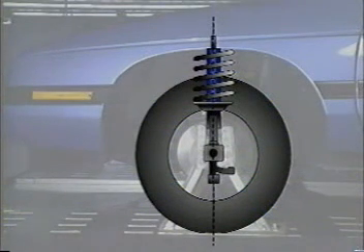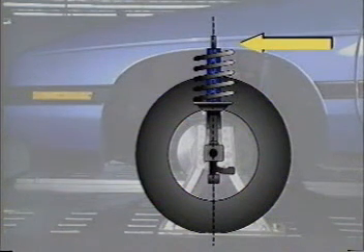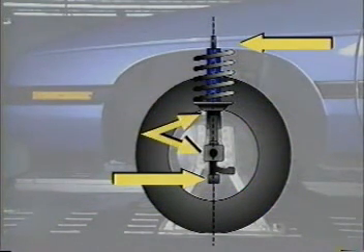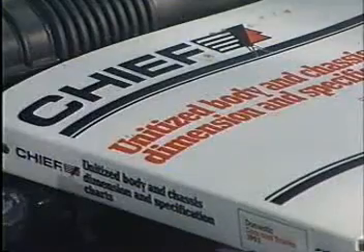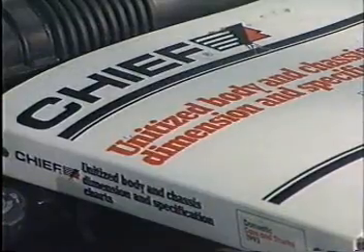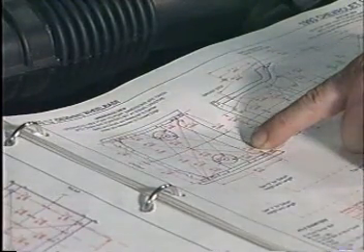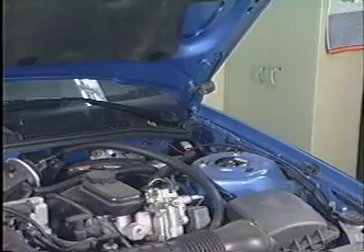What does this condition look like? We don't have enough positive caster. Either the top of the strut tower is too far forward, the lower ball joint is too far back, or, if they're okay, it may be a bent strut or knuckle. We don't want to consider replacing the strut or knuckle until we're sure we have correct suspension alignment. Most of the measurements we're going to use are available in published unibody specification charts. Comparison measurements may also be used to determine suspension misalignment.